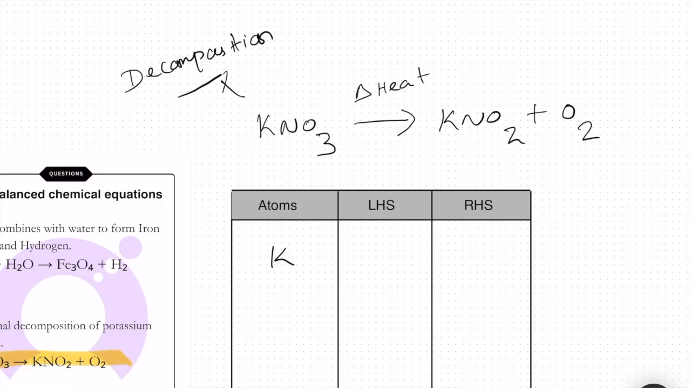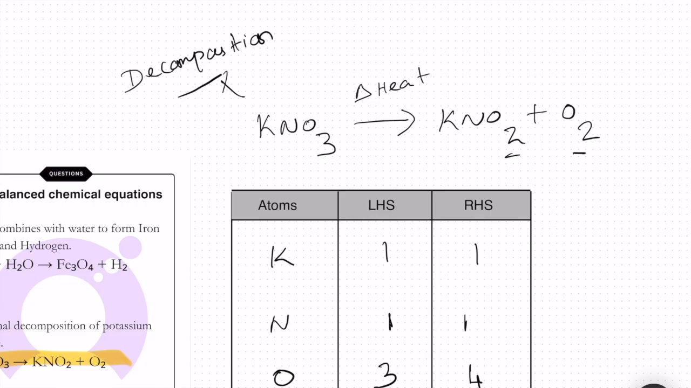We have potassium, we have nitrogen, and we have oxygen. Those are the types of elements present in the reaction. Now let's list down the number of atoms in the LHS and RHS. We have 1 potassium atom, 1 nitrogen atom, and 3 oxygen atoms in the LHS. Let's move on to the RHS. We once again have 1 potassium atom, 1 nitrogen atom, but we have 4 oxygen atoms in the RHS.